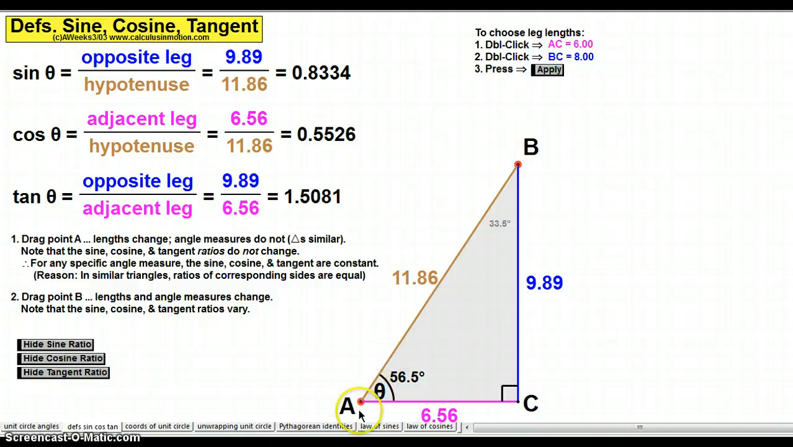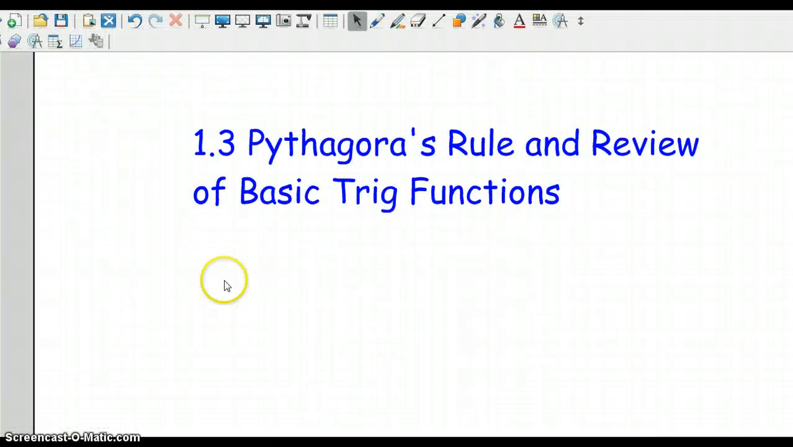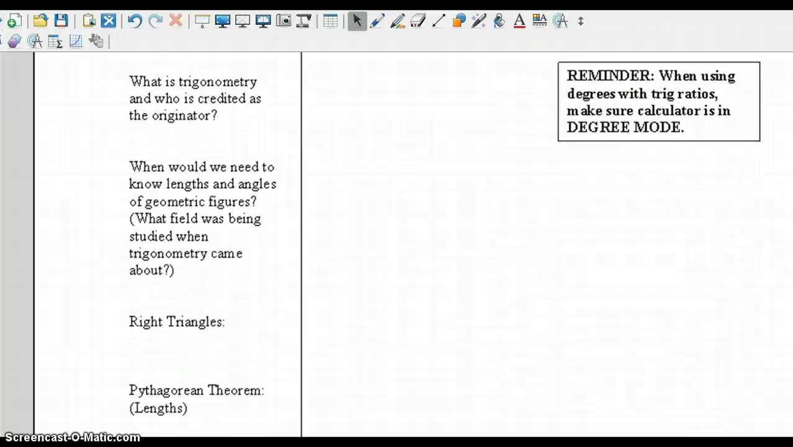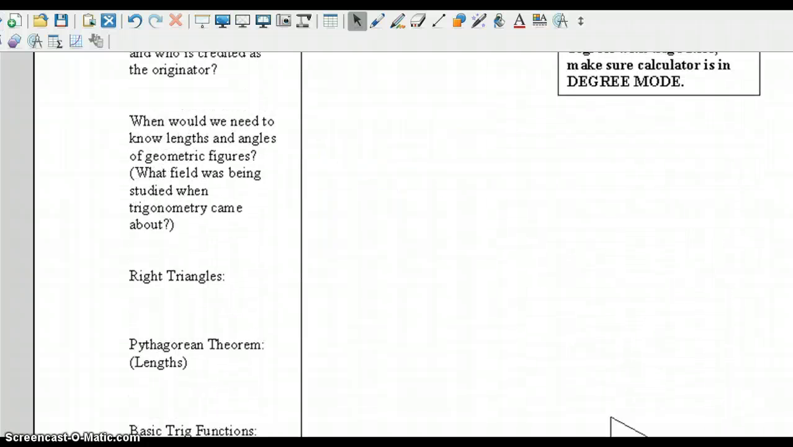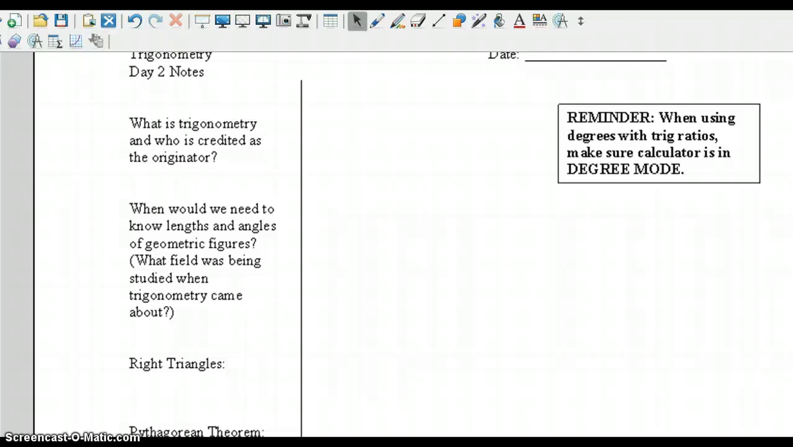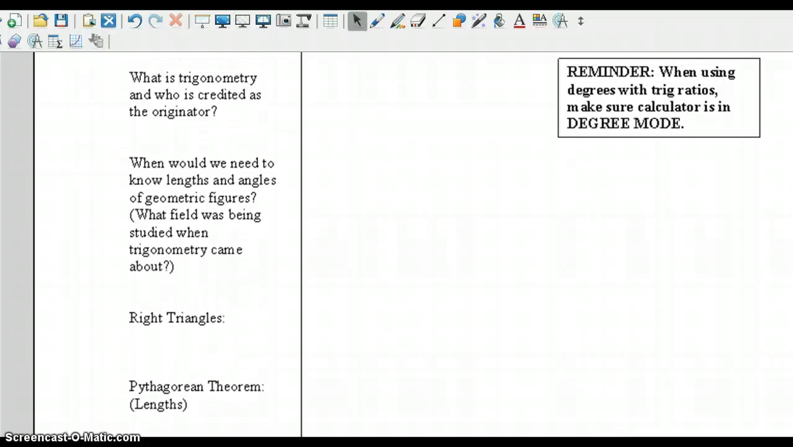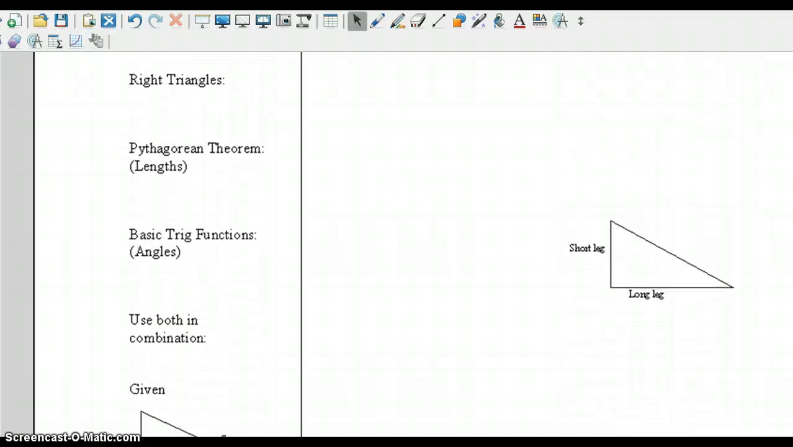Okay? Take a moment to look at your notes and make sure you guys have a couple things written down. First of all, some history. Make sure you've got some historical context. What was it about trigonometry? What are we doing with trig? What are we doing with the Pythagorean theorem? Who made it up?